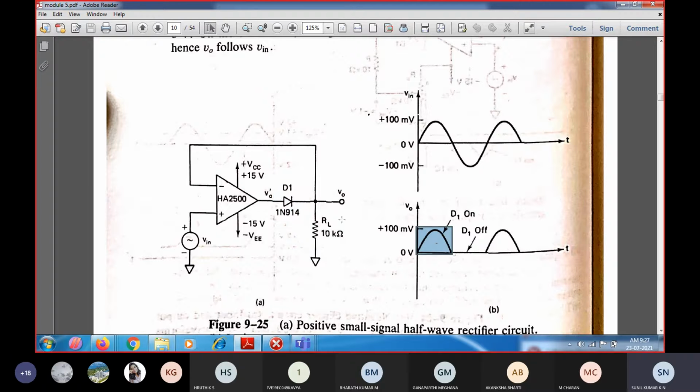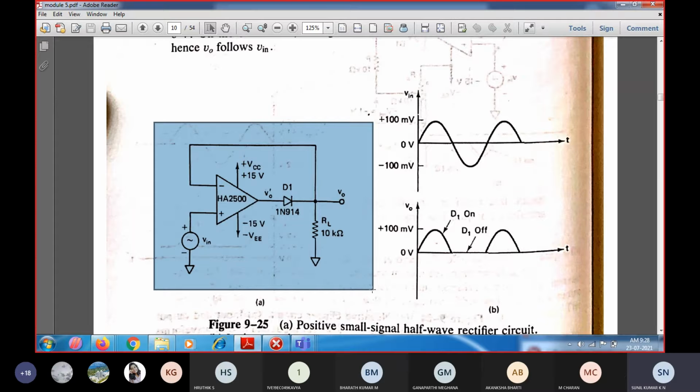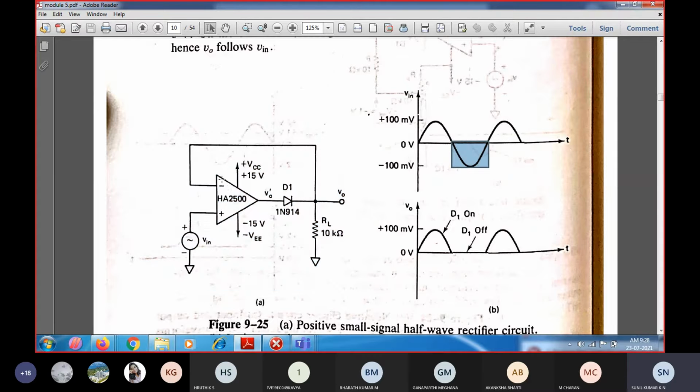Why I am stressing the op amp getting saturated is because it is going to affect the performance of this small signal half wave rectifier. Whenever the input signal is operating in the negative half cycle, the op amp is going to get saturated in the negative direction.